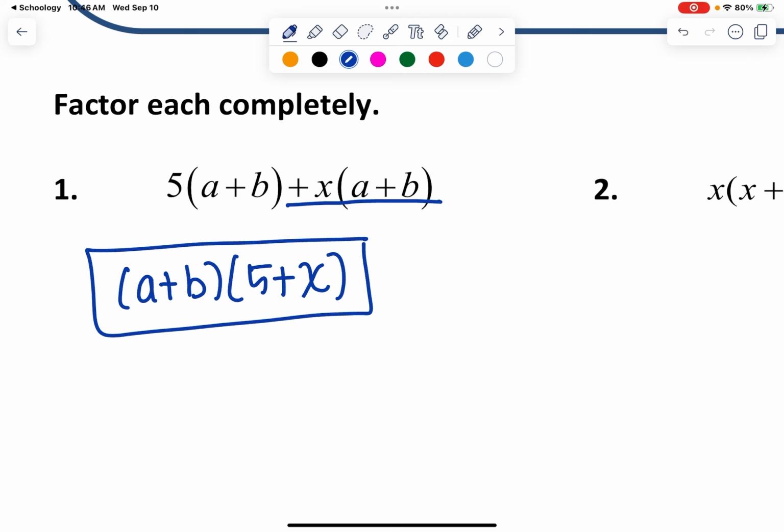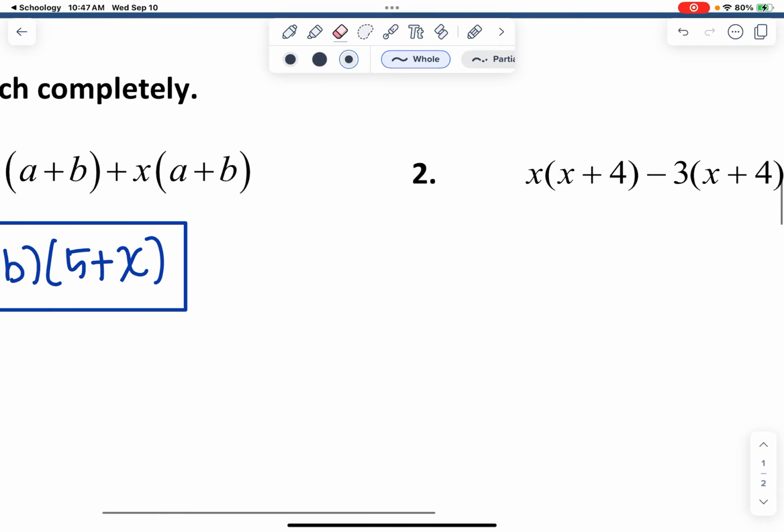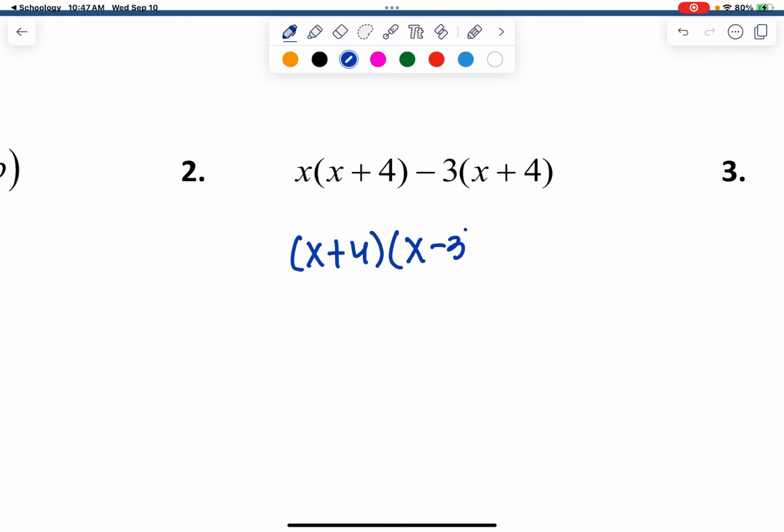So there's your factoring. Also, if you look, this is not factorable after this. We don't have any quadratics. We don't have any GCFs in each of those terms, so it's all done. Similarly here, these two have an x plus 4 in common, so factor that out. And then I'll have x minus 3 left. And there it is, completely factored.